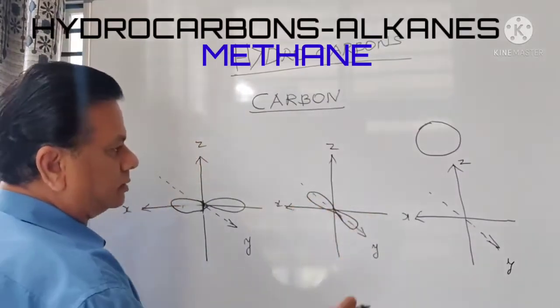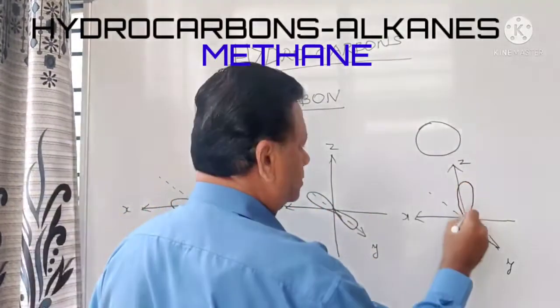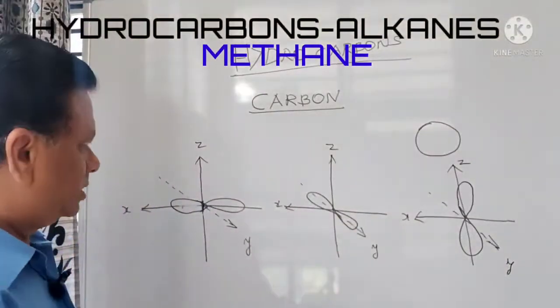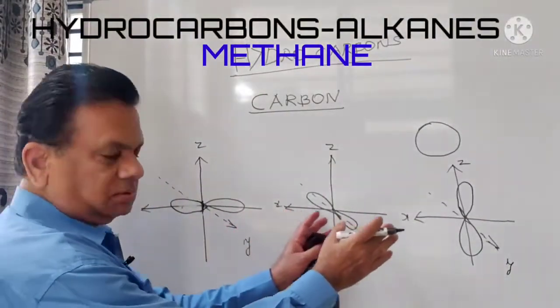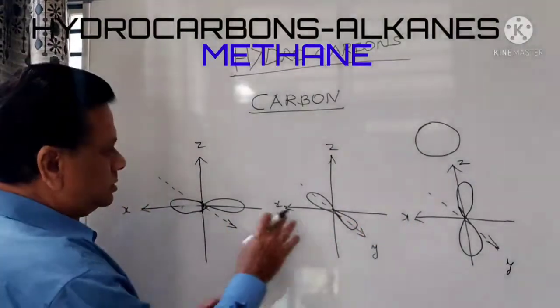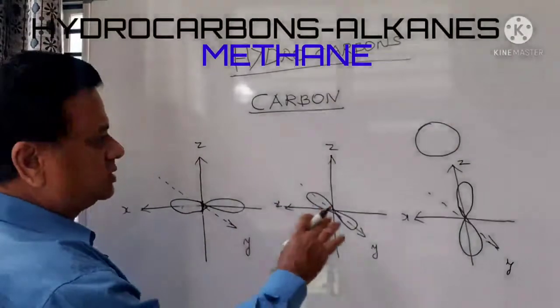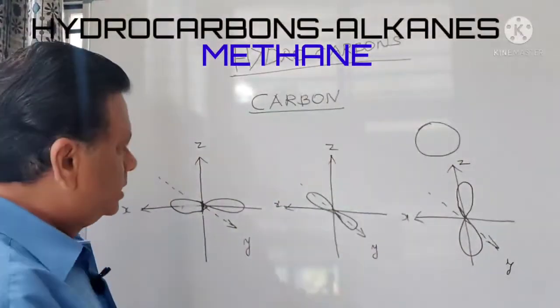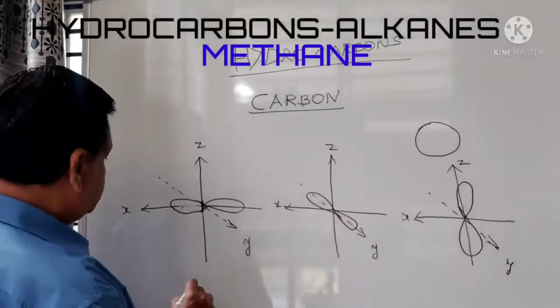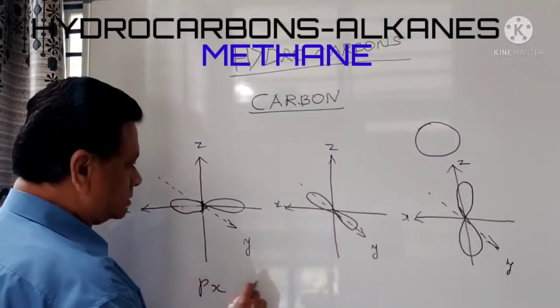So this is py. Pz. So this is pz orbital. I am not able to draw with the same size of the lobes, you know. So they are like two lobes. This is px, py and pz.